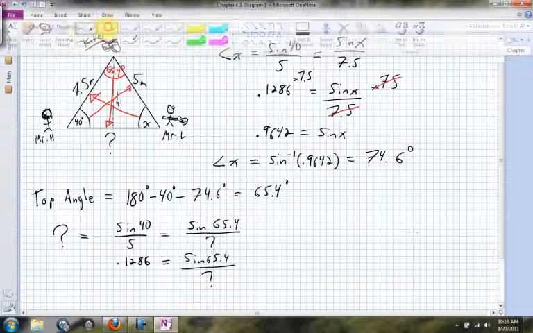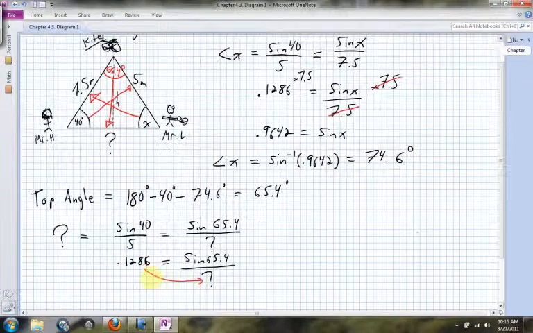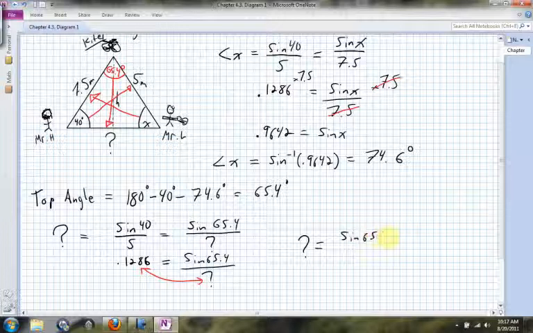And this is the way I solve these: I switch the places of these two things. So I get the question mark is equal to sine of 65.4 divided by 0.1286. That means my question mark should be equal to about 7.07 meters. And that's how far apart me and Mr. Laidlaw are.